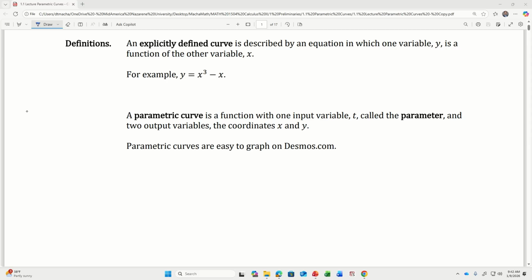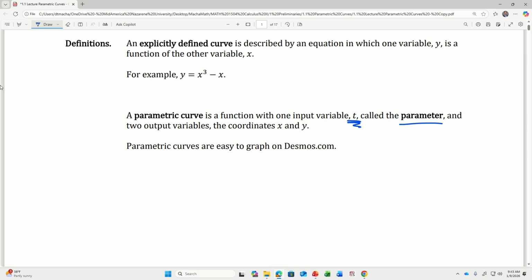In contrast, you may or may not have seen this before, but a parametric curve is what I'm going to talk about today. A parametric curve is a function that has one input variable, and we're going to call t the parameter, and then it's going to have two output variables. So the coordinates x and y are going to depend on the parameter t.